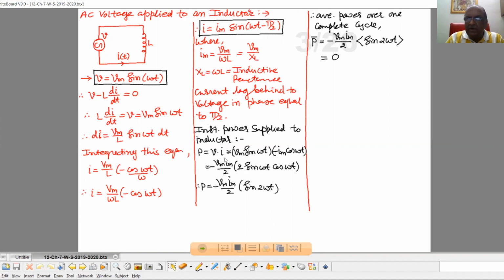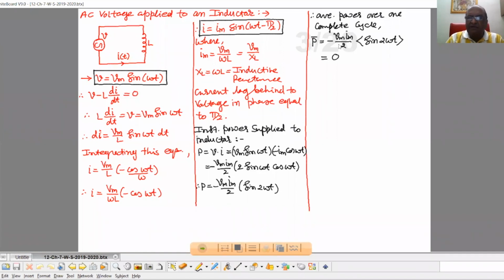Now, instantaneous power supplied to the inductor. Power P is V into I. So Vm sin omega t into I, that is Im into minus cos omega t. So minus Vm Im. Now multiply this equation by 2 and divide by 2. So here we can write 2 sin omega t cos omega t by 2. Therefore, resultantly the power P is minus Vm Im by 2 sin 2 omega t. This is the instantaneous power at any time t.